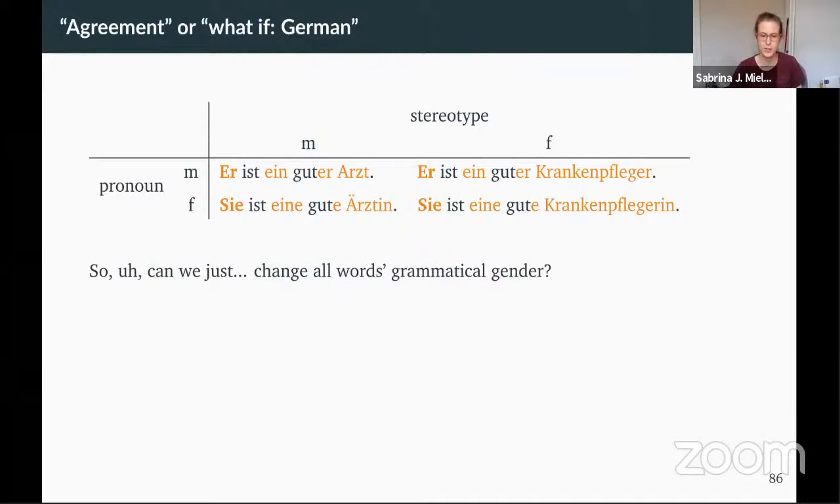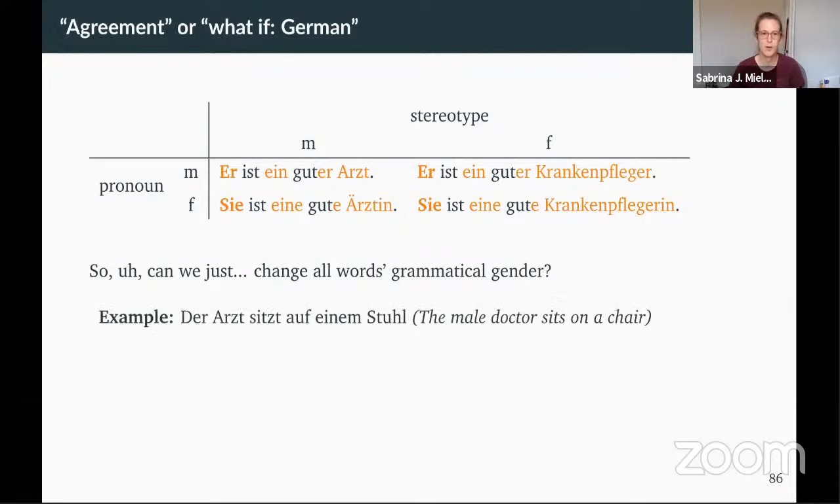Well, okay, you might say that's easy enough. Some of the words have genders, so we just flip all of the genders of all of the words, right? That shouldn't be hard. So we have this sentence: the male doctor sits on a chair. Well, the doctor is male, the chair is male. Let's just make them both female.